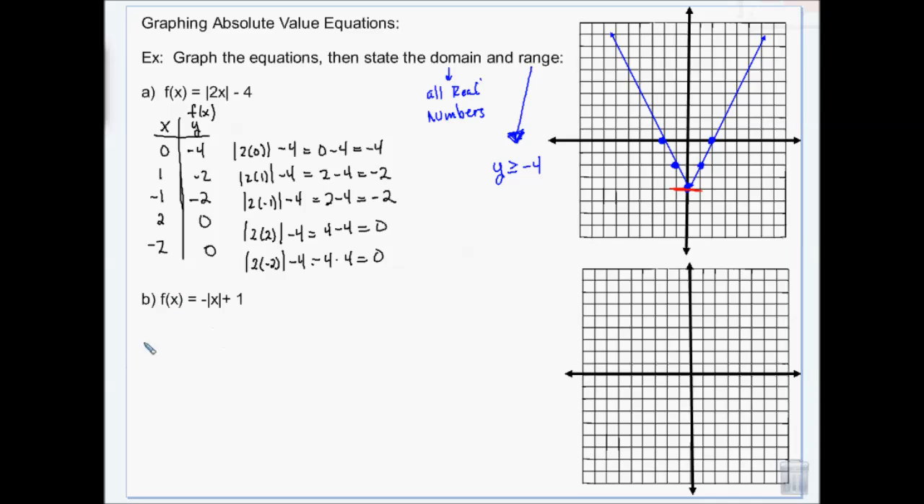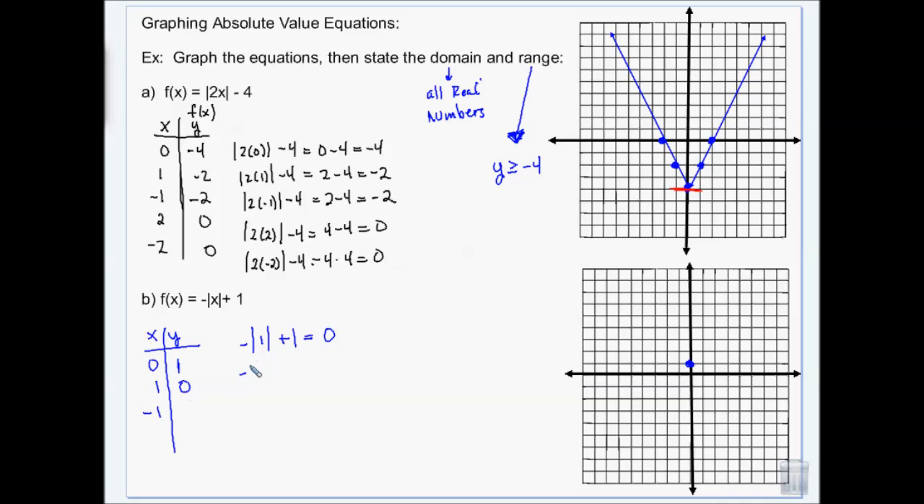Do the same thing. I can make an XY table. If I plug in 0 for x, I get 0. No such thing as -0. Plus 1 is 1. So I get 0, 1. If I plug in -1 for x, I'm going to have the absolute value of, I meant to plug in a 1 first, sorry. Positive 1. I have negative the absolute value of 1 plus 1. So I have -1 plus 1 is 0.